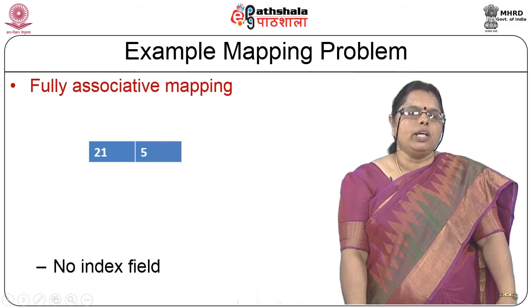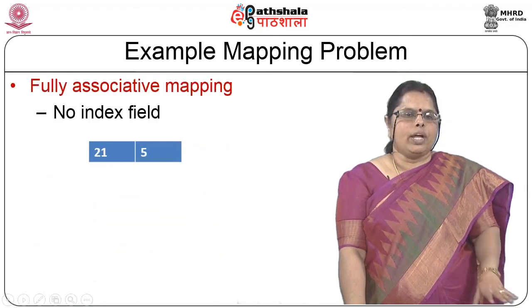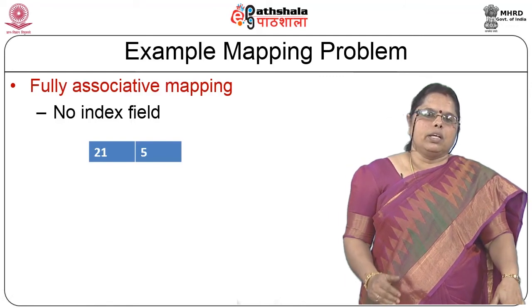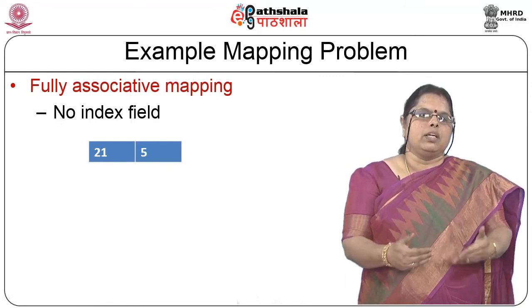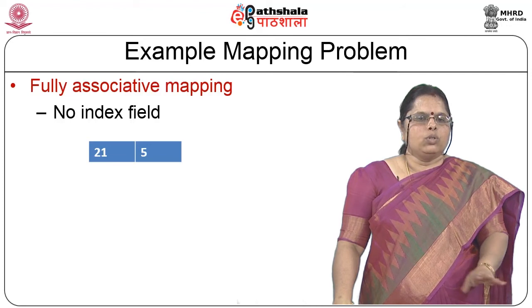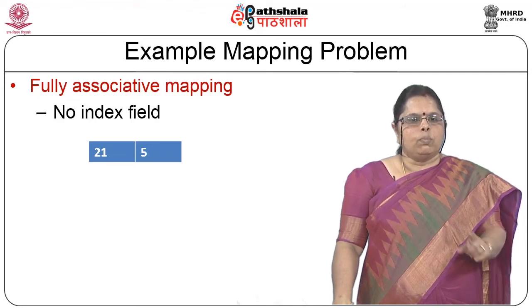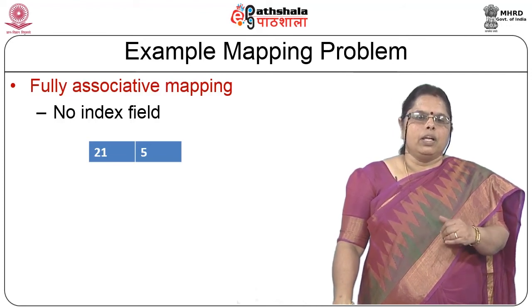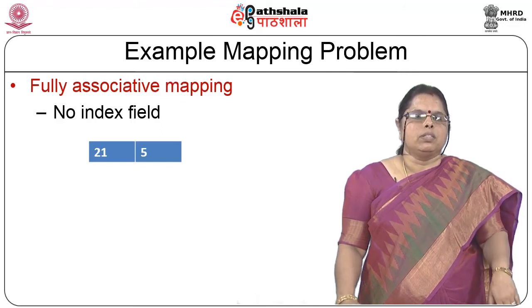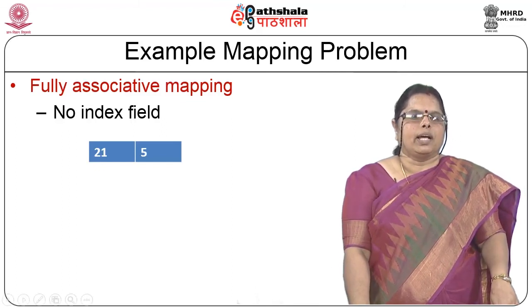If you are looking at fully associative mapping, there is no index field at all, because it has the flexibility of placing the block anywhere in cache. So, the block offset field is a 5-bit field, and the entire remaining bits, 21 bits, form the tag field.